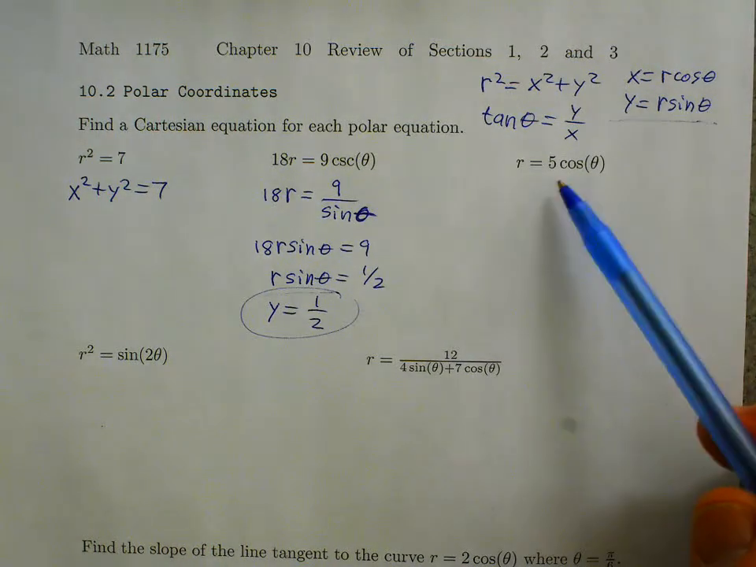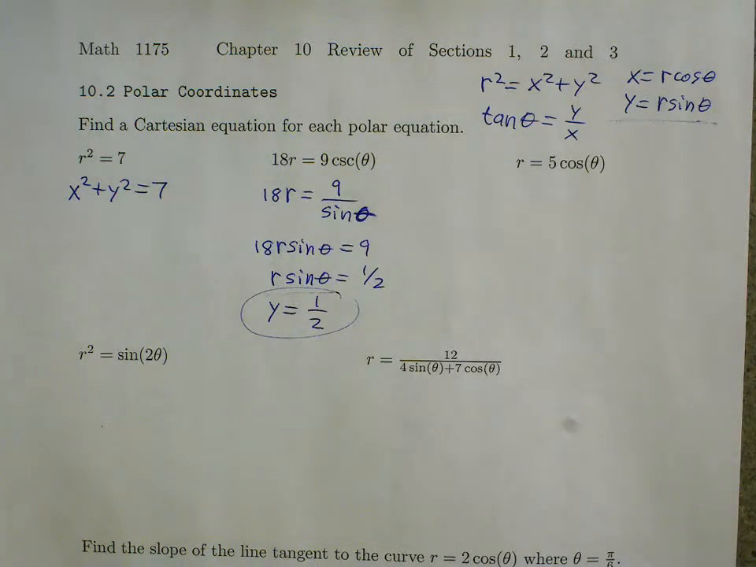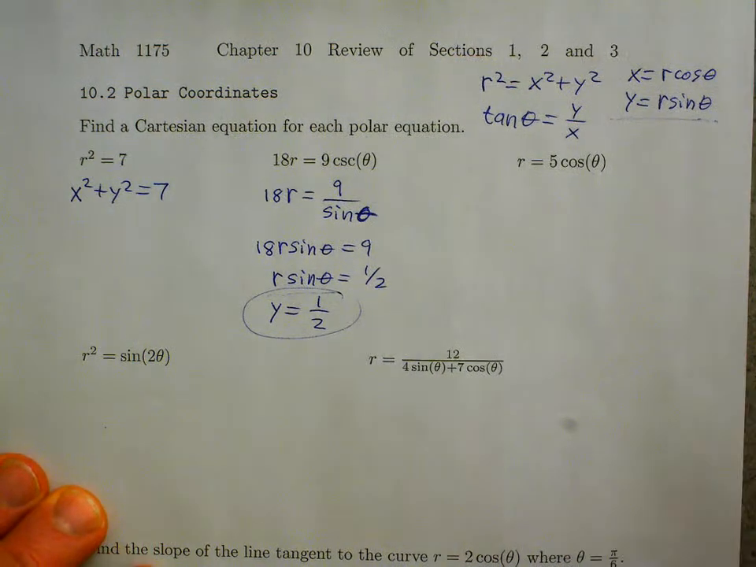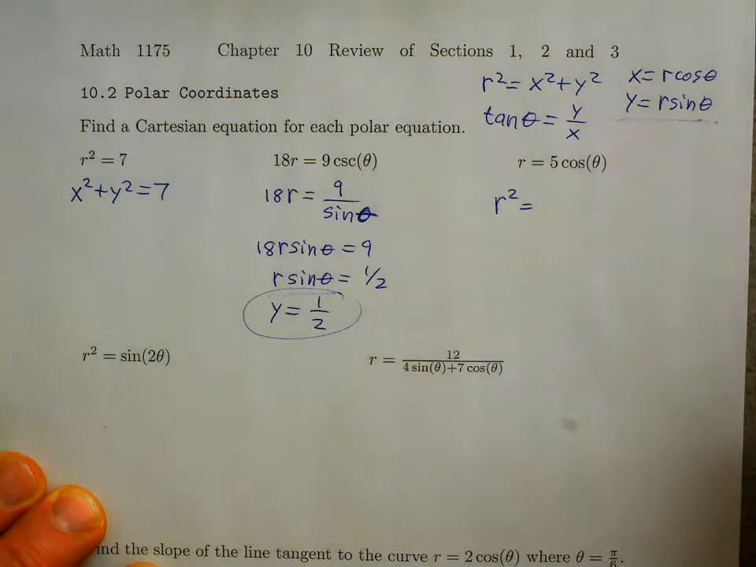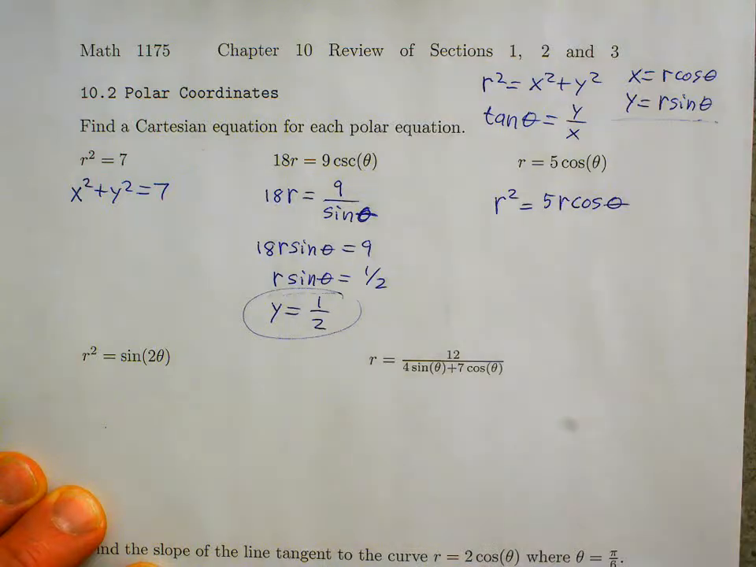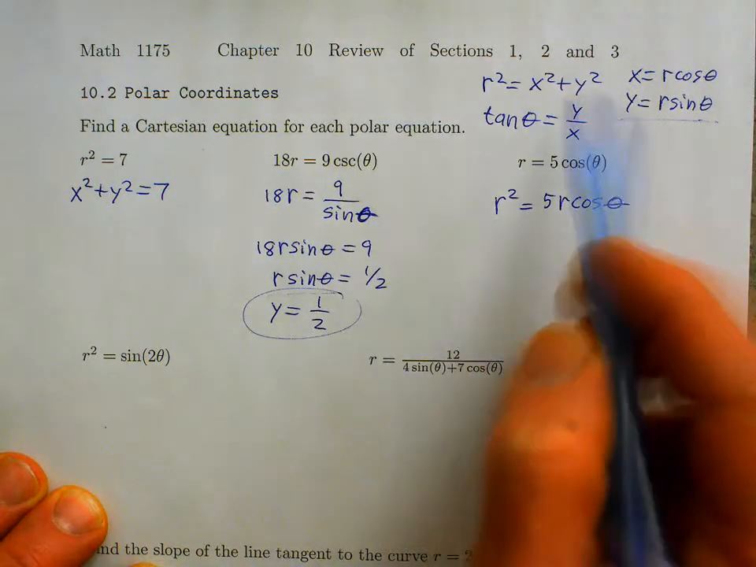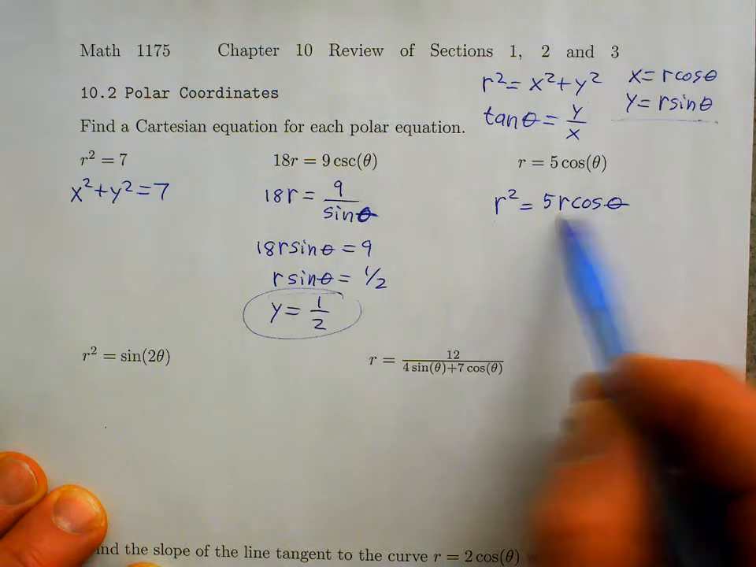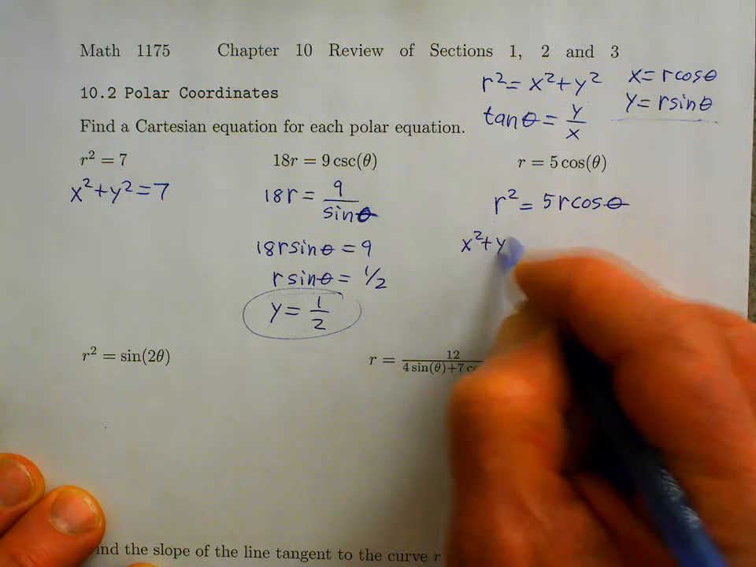Okay, the next one, r equals 5 times cosine of theta. Multiply by r. Did you say r? Sounded like r. Yeah, I would multiply both sides by r. So multiply both sides by r, we get r to the second, and then r times 5 cosine of theta can be written as 5r cosine of theta. And then we replace r to the second with x squared plus y squared, replace r cosine of theta with x. So we get x squared plus y squared equals 5x.